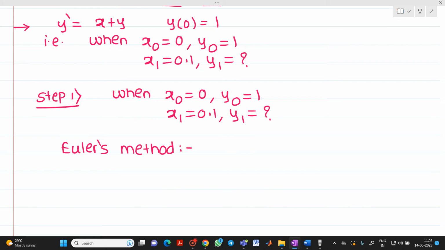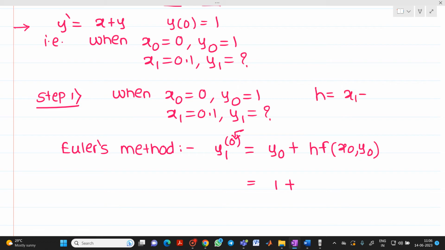Now what is the formula here? There are two formulas. One is the predictor, second is the corrector formula. So the predictor formula is: y1(0) will be equal to y0 plus h into f(x0, y0). This 0 indicates that this is your initial value. So what is y0? 1. What is h? How to find it? h will be equal to x1 minus x0, so 0.1 minus 0, you will get the answer 0.1.